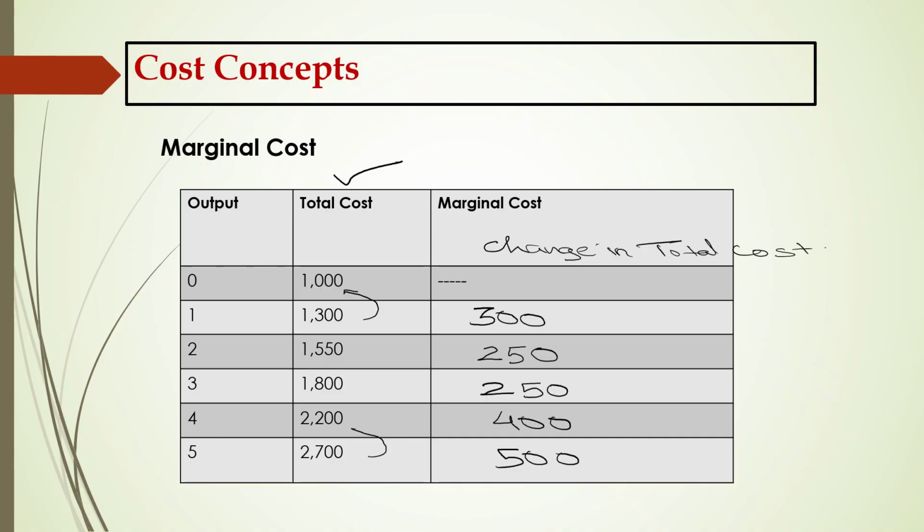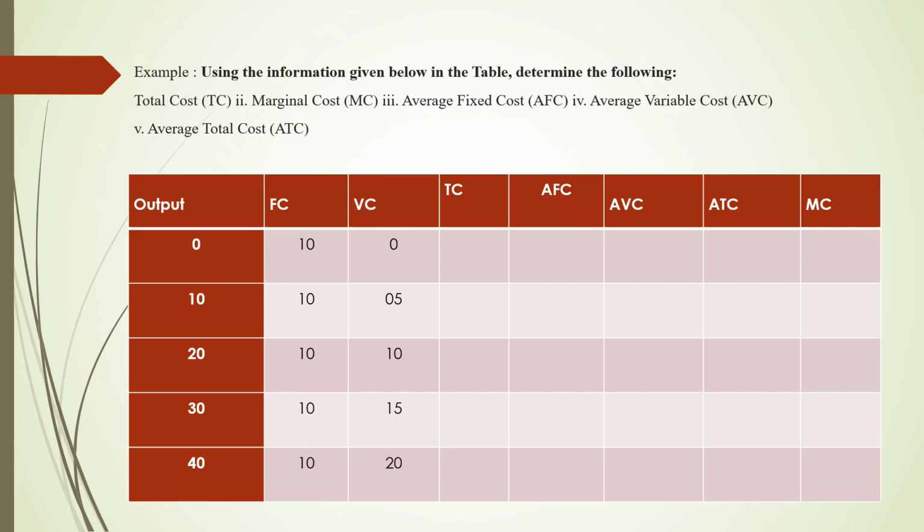Okay, I hope you understood all the things. Now we will solve all the types of cost calculation in this one table. Collectively we will be doing it. Like this, we are provided with output 0, 10, 20, 30 and 40, and fixed cost is also given, variable cost is given. Now we need to calculate the total cost, average fixed cost, average variable cost, average total cost and marginal cost.